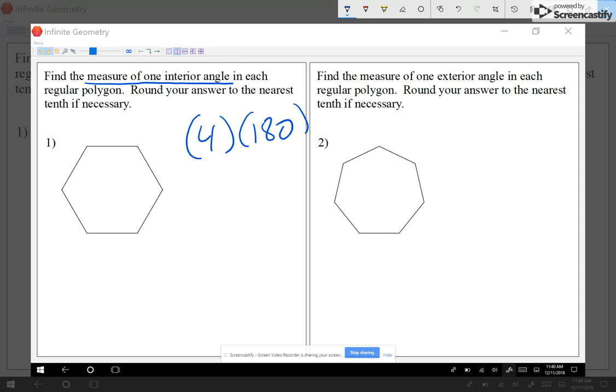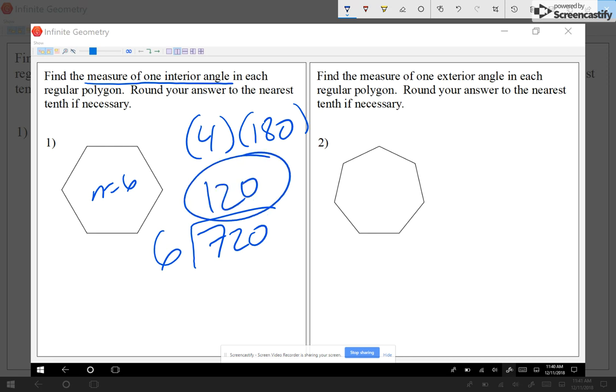For me to know how much they all add up to, I'm going to go n minus 2, times 180. N is 6, so n minus 2 times 180. All of them, 4 times 180, that's 720. So all of them add up to 720. Since I'm asking how much is one of them, I'm going to divide this by 6. 720 divided by 6 gives me 120.